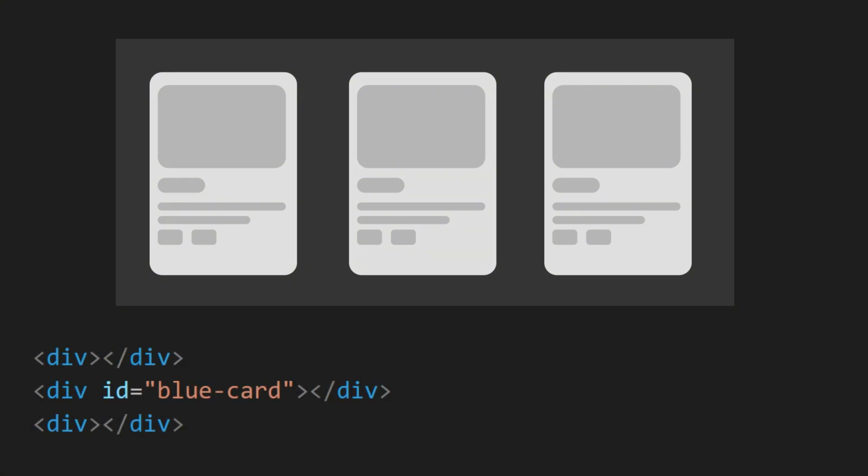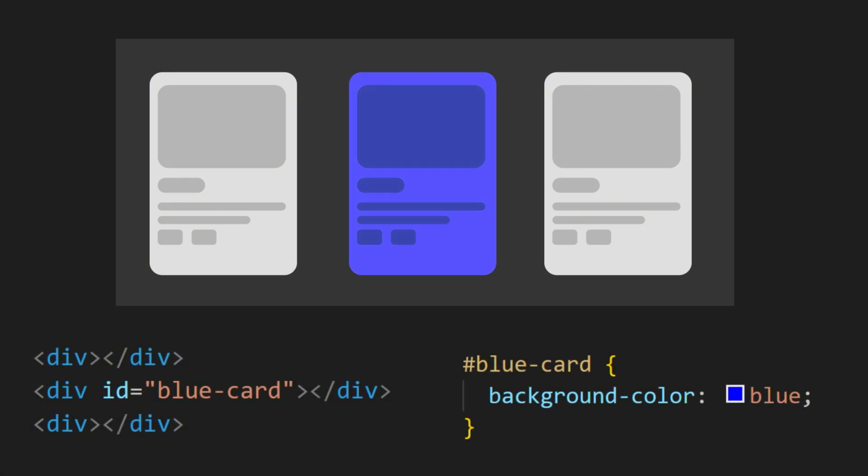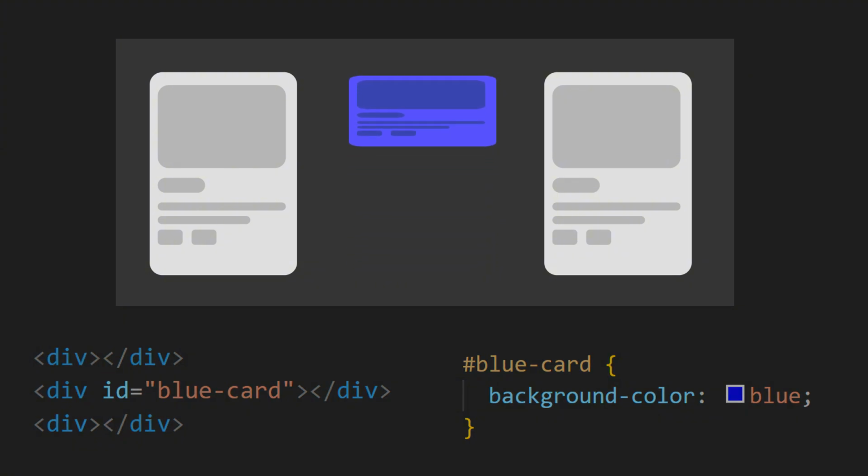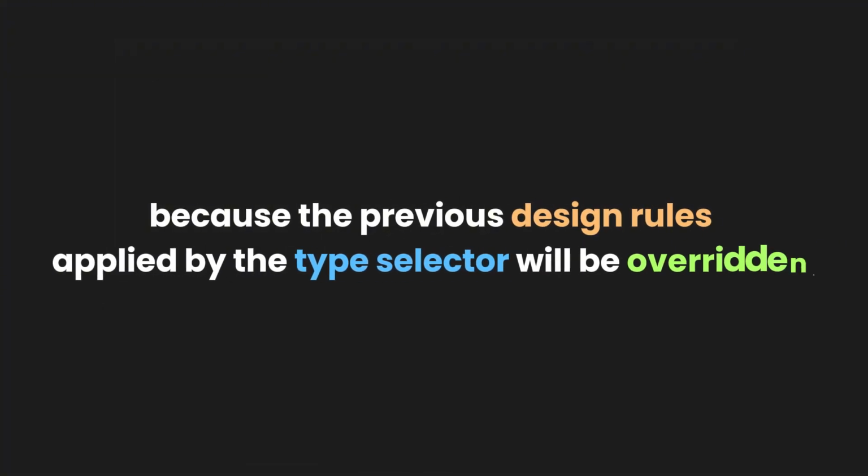For example, if you want to style a particular card differently from the others, you can use the ID selector to make that card blue. However, by doing this, your card will no longer follow the same design as the others, because the previous design rules applied by the type selector will be overridden. So how do we solve this? Well, we can just use the class selector.